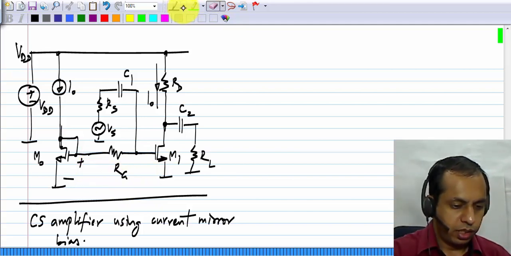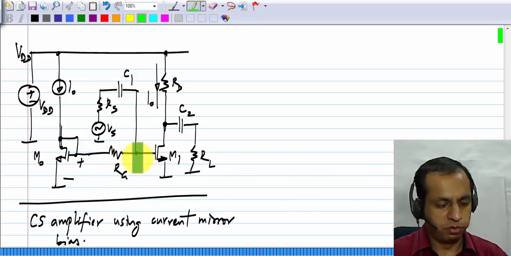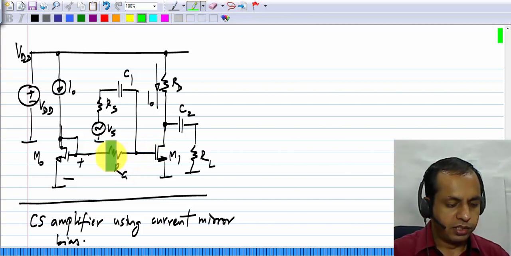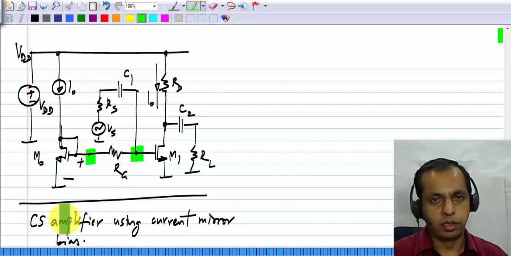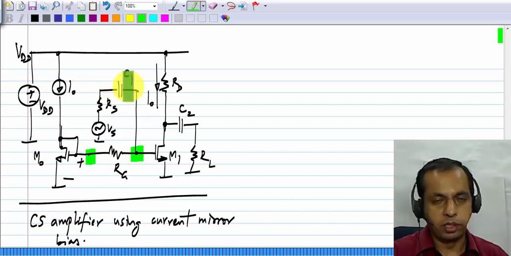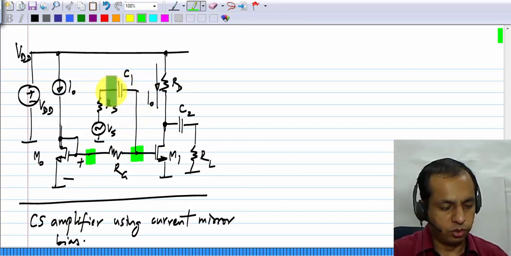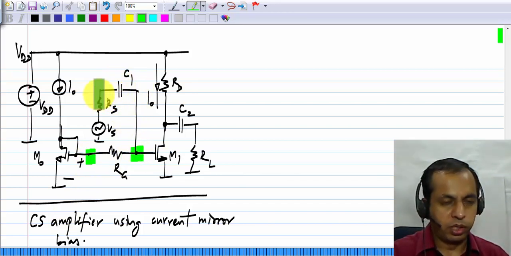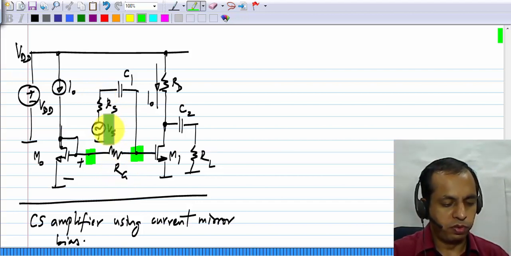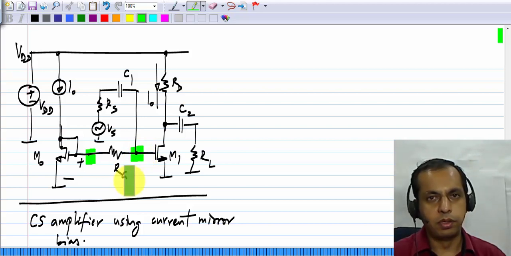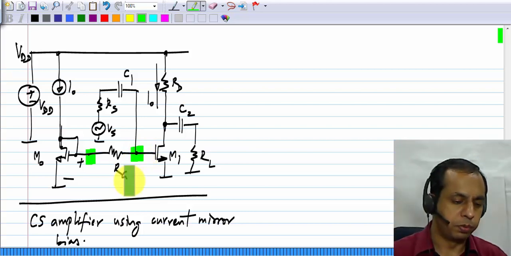This RG plays a somewhat similar role as before. Essentially this RG, putting it here, makes sure that the DC voltage here and there are the same. But C1 is expected to be very large, so this point will get shorted to that for signal frequencies, and you have to choose RG very large so that there is no division of voltage between Vs and the gate. So I hope this part is clear.